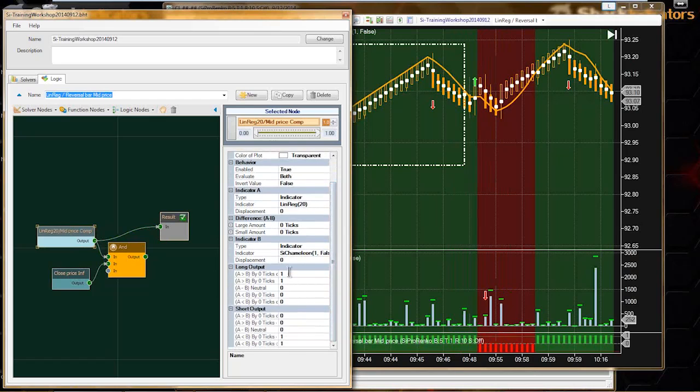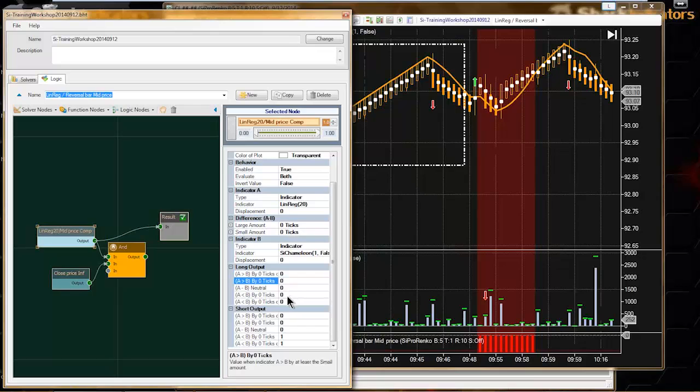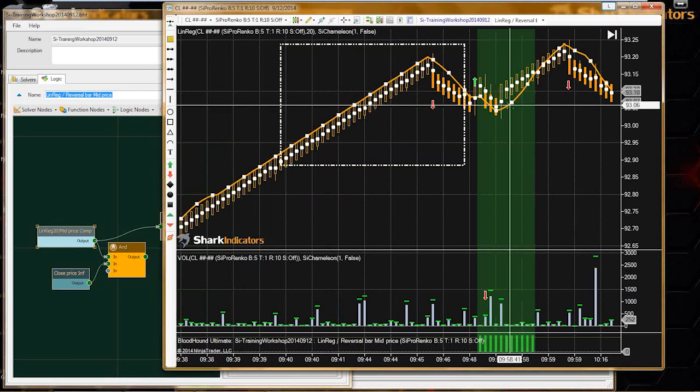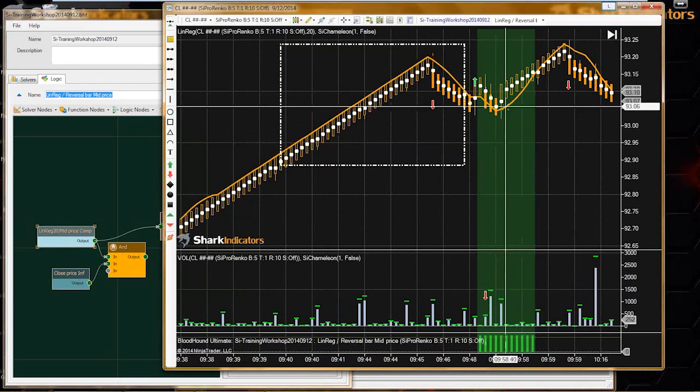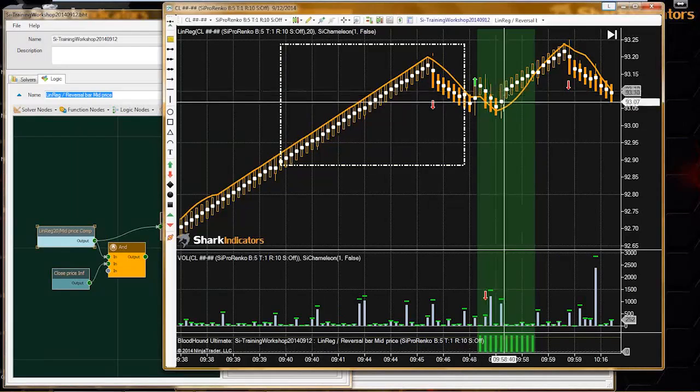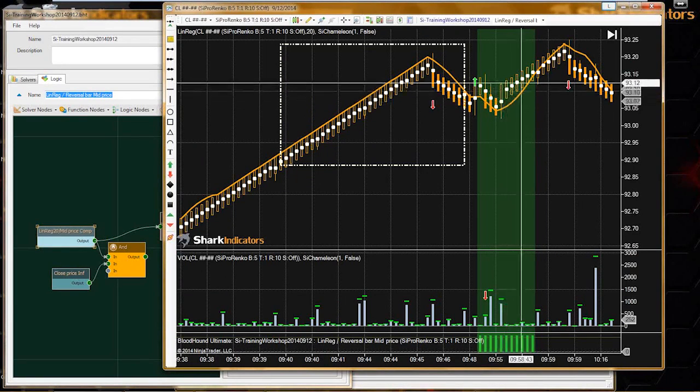So let's see what happens. Instead of the linear regression needing to be above the midpoint price, let's see what happens if we reverse this condition here. I'll set that to 1 and clear out the short output. So now we can see when the linear regression is below the midpoint. Remember, the midpoint are the white dots. So whenever the linear regression is below the white dots, our midpoint price, we're getting a long output.